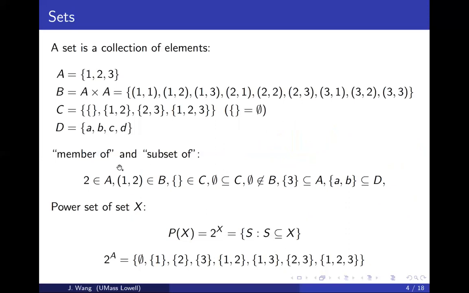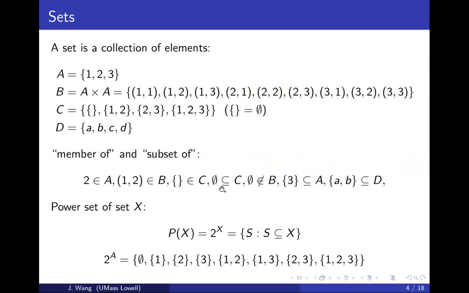And then we can look at the following relations. One is a member of, the other one is a subset of. So in this A, of course, we know 2 is a member or an element of A. So we use this notation to indicate it is a member of. And also {1, 2} here is a member of B. And this is an empty set, and it is also a member of C.